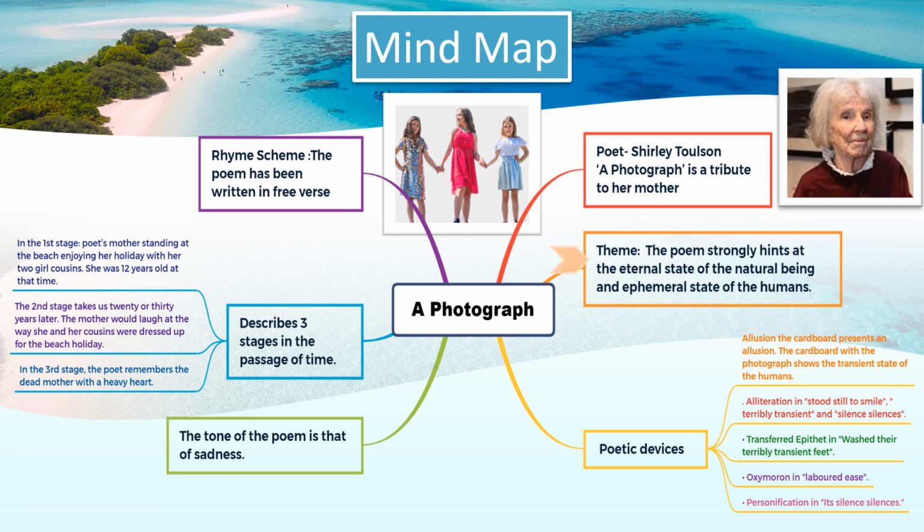Theme. The poem strongly hints at the eternal state of the natural being. Objects of nature like the sea, the river, the brooks, and the oceans are perennial and everlasting. But human life is too short in comparison. When death strikes, we humans are expected to accept the loneliness and the vacuum it creates.